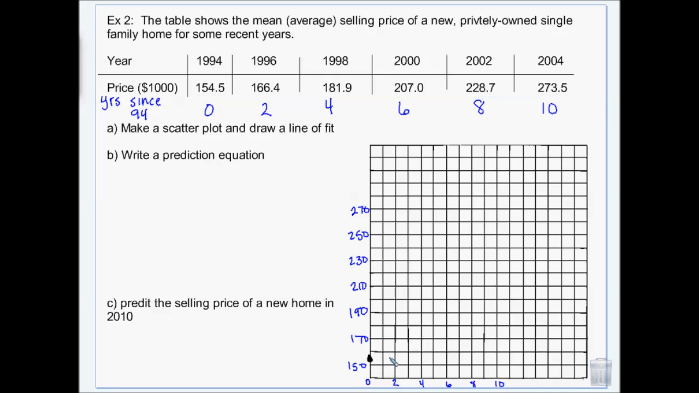2 years, I was at 166.4, so that's probably there-ish. 4 years, I'm at 181. Well, if this is 180, that's going to be just right on top of 180. At 6 years, I'm at 207, so that's probably there-ish. At 8 years, I'm at 228, almost 229, so right under 230. And at 10 years, I'm at 273, so here's 270, so I'm going to go above that.